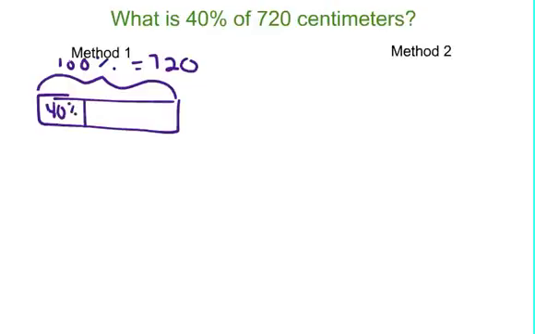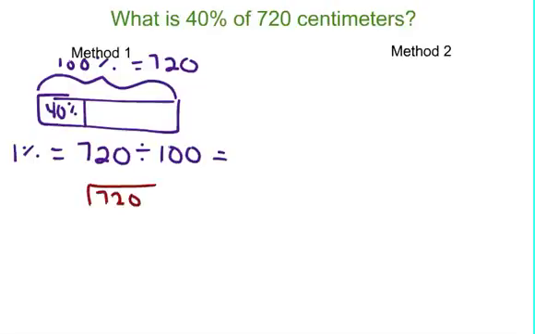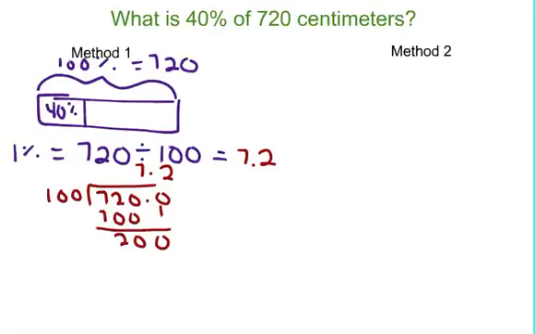So first we want to find out what 1% would equal. We can do this by doing 720, our total, and dividing it by the 100%. 720 goes inside the house, and 100 is on the outside. 100 goes into 720 7 times, which equals 700, with 20 left over. We'll put up our decimal, and then bring down a 0. 100 goes into 200 2 times, so 1% would end up equaling 7 2/10.